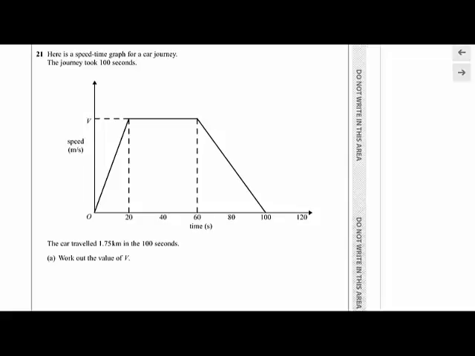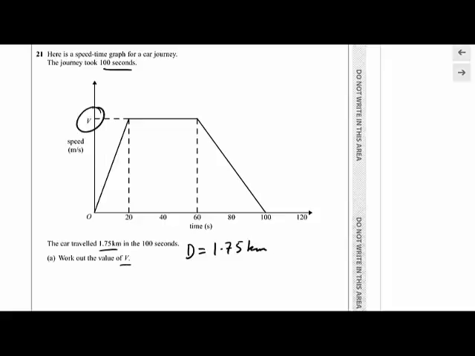Hello, so the examiners have very kindly given us a speed time graph for a car journey. How kind. The car journey took 100 seconds. Okay, so I'm happy with that. It lasted 100 seconds, and the car travelled 1.75 kilometres in that 100 seconds. So you're happy then that the distance is just 1.75 kilometres. All right. Work out the value of v.